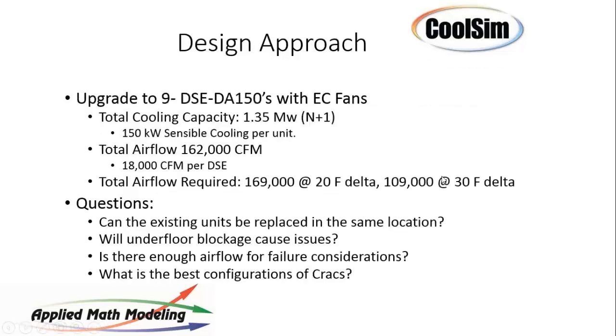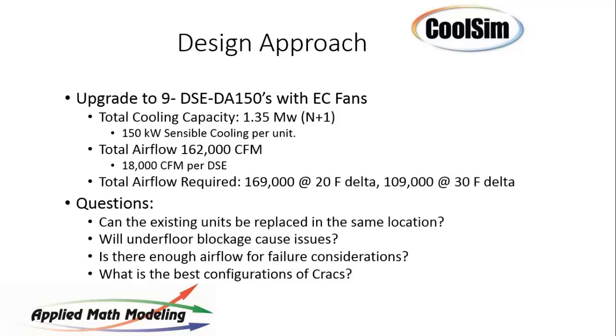So the design approach we chose here was to change the units out for purposes of age and so forth to newer DSE DA150s. These are 150 kW units each. They're producing 18,000 CFM of air per unit, and they are EC fans, which means there's no belts in them. They're direct drive, and they can be variable speed controlled fans. That would give us a total cooling capacity of 1.35 megawatts.